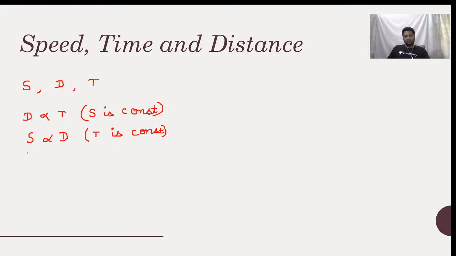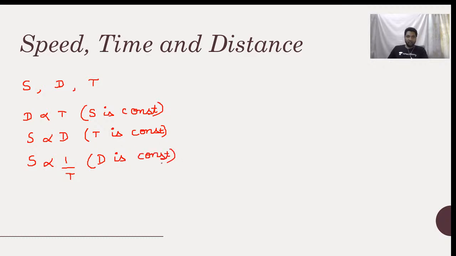Instead, if I consider the distance to be covered as a constant, then if I am covering the same distance at a higher speed, the time taken will be lesser. So as speed increases, the time taken decreases. Hence, speed varies inversely with the time taken when distance to be traveled is constant, when d is constant.